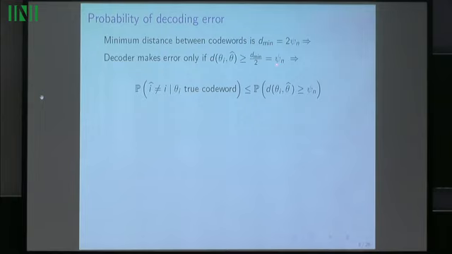So that immediately tells us that the probability that you make an error in decoding, given that theta i is your true code word, is no larger than the probability that the distance between the true theta i and your theta hat is at least psi n.